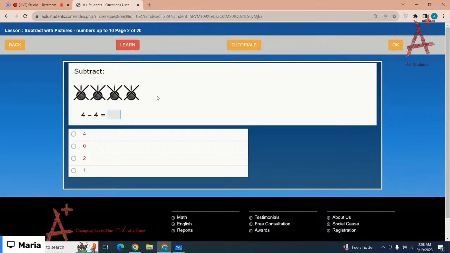You have 4. You have lost all of them, right? That means you have now 0 pans left. No pans left with you right now, right? Very good. The correct option is 0.